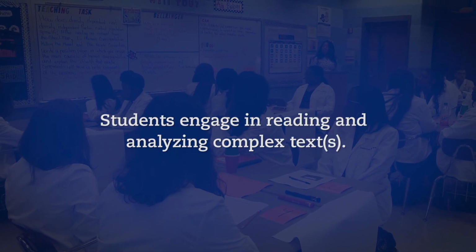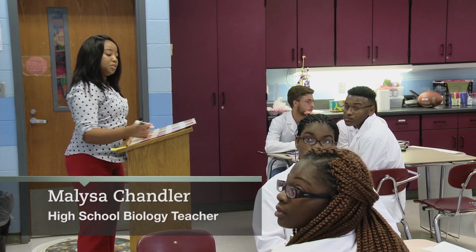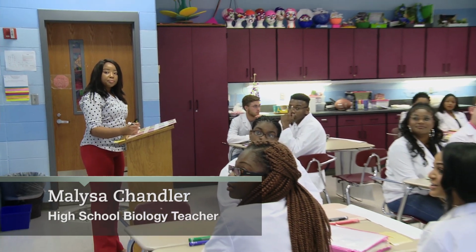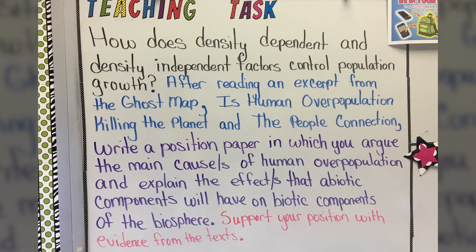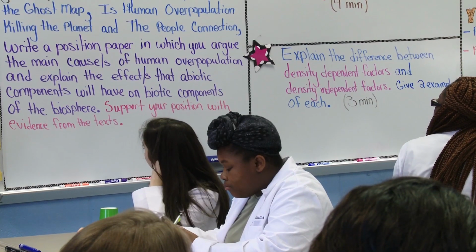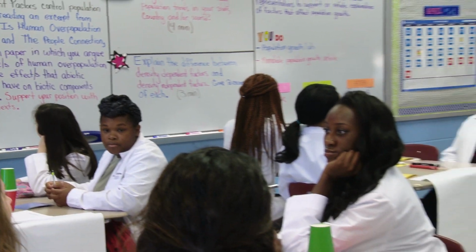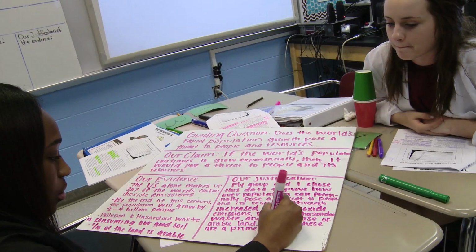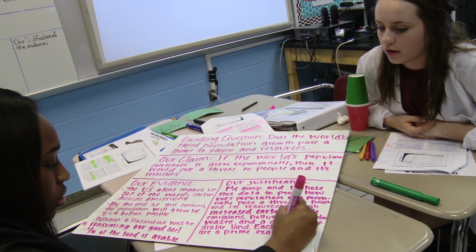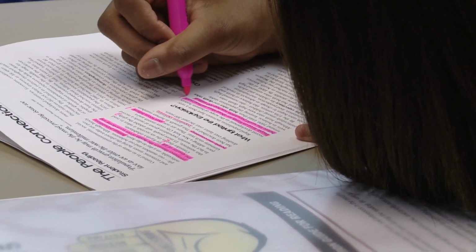Let's do orange 2. Look at your teaching task and tell me what are your texts for this particular unit. From The Ghost Map, Is Human Overpopulation Killing the Planet, and The People Connection. All right, so how many articles are there, class? 3. There are 3. A crucial component of a literacy-based assignment is the selection of texts that require students to analyze and synthesize information, resulting in an authentic written product. Therefore, the texts selected must be aligned to the standards, content, and assignment.